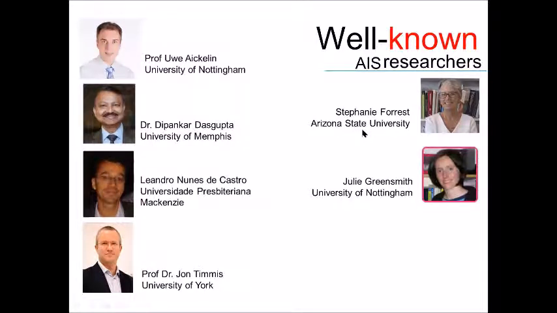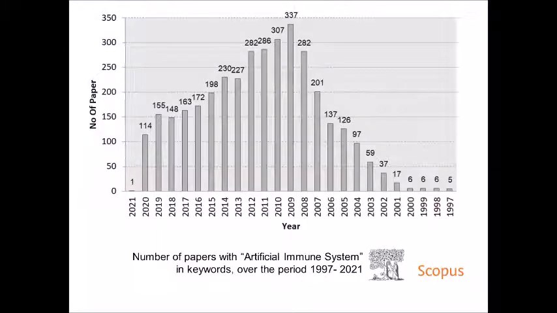From this idea, AIS expanded to other algorithms. And then we have Julie Greensmith. She did her PhD and proposed the dendritic cell algorithm, related to the danger theory. So these are AIS researchers. There are many more researchers, but I admire these because they are among the pioneers of the AIS community.